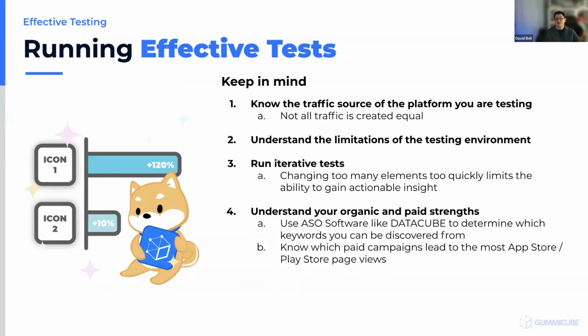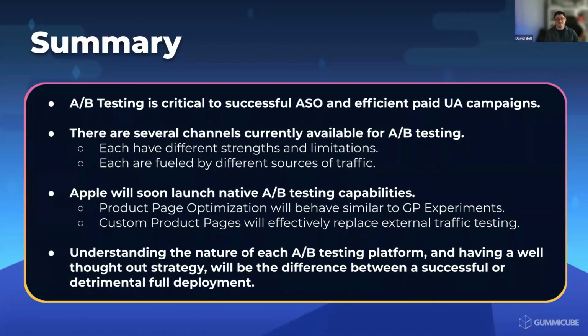It's important to run iterative tests. We don't want to just throw spaghetti against the wall and simply make big changes. We want to make sure that we're able to measure what we're changing and how it affects the test and ultimately the results. And we want to make sure that we understand our strengths across organic and paid. We can use ASO software to determine what keywords were discovered from and also what features have the most organic demand. We can use technology to understand what our competitors have A/B tested in the past and what worked, and we can build a solid thesis for our A/B testing.